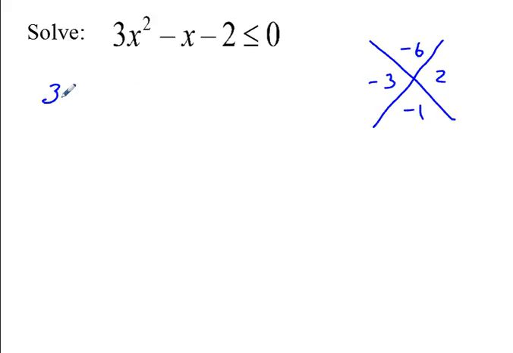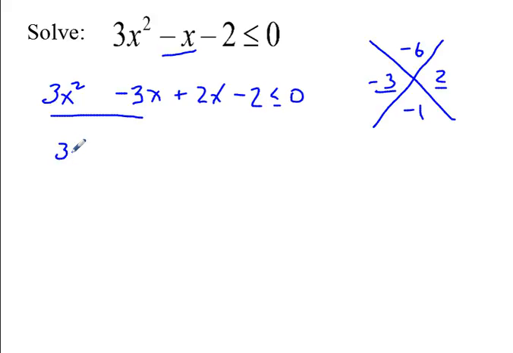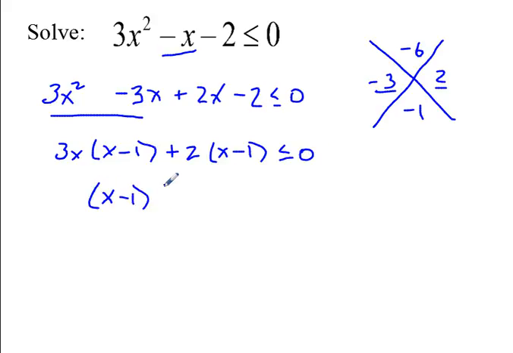So I've got 3x squared. I rewrite this -x as minus 3x plus 2x. I get that part from these numbers right here. And then I write my -2 on the end, less than or equal to 0. Out of these first two terms, I'm going to factor out a 3x, and I get x minus 1. And out of the next two, I'm going to factor out 2, and I'm left with x minus 1. And now I can factor out x minus 1. So I have x minus 1, and I'm left with 3x plus 2.